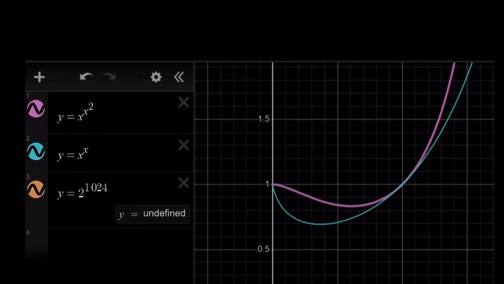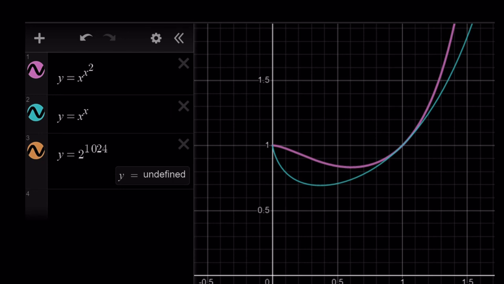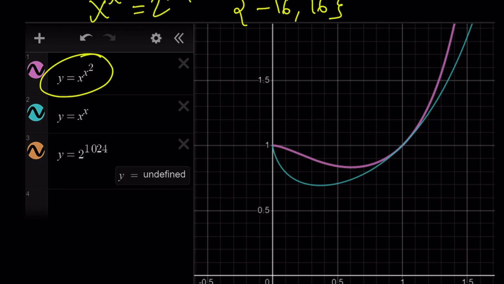Let's go ahead and take a look at the graph and we'll finish up. I wanted to give you two graphs here so that you can compare. The pink one is y equals x to the power x squared, which is above. And the bottom one, the blue one, is y equals x to the power x. Notice that x to the power x squared behaves a little differently, like it curves differently. In terms of concavity and all that stuff, it's slightly different. But they behave the same way. And like before, Desmos calls this undefined. But the answer is -16 and 16 to our original equation, which was x to the power x squared equals 2 to the power 1024.